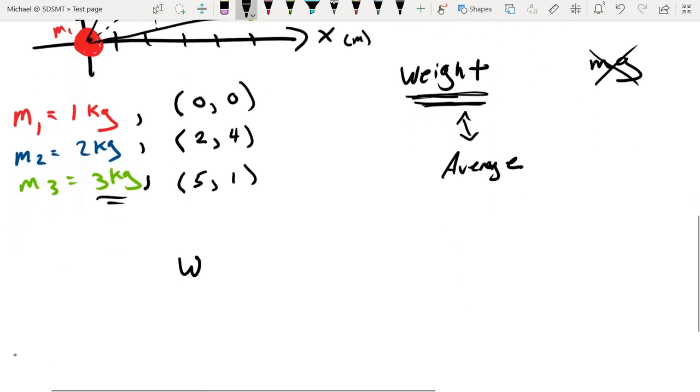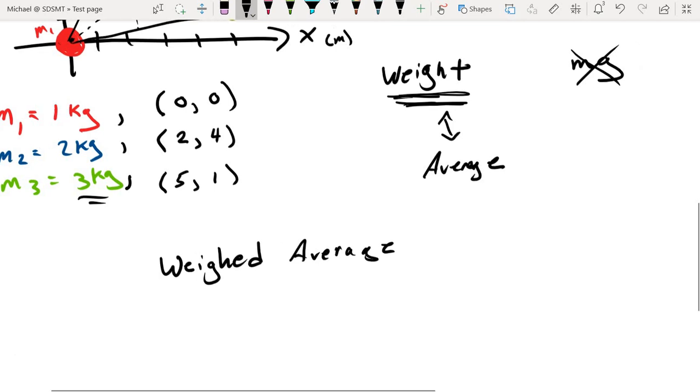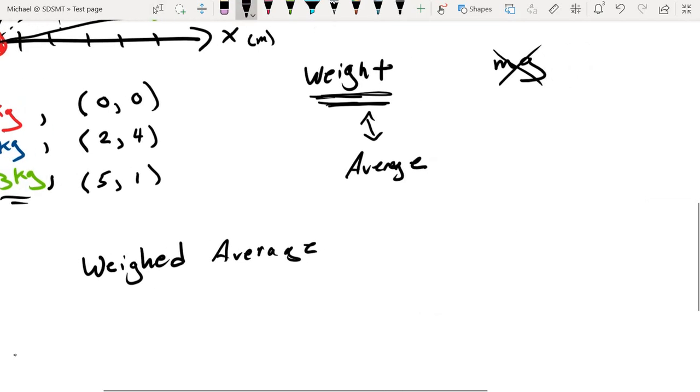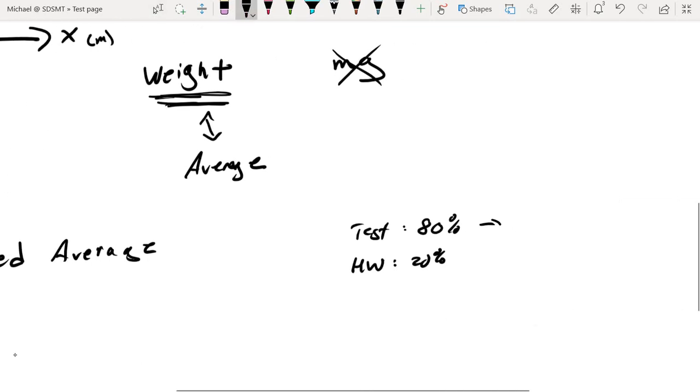And this may be something that you've run into in a previous class. We're going to do what's called a weighted average. So you may have had a class in the past where, say, your test scores were 80% of your total grade and your homework was 20% of your total grade, even though all semester maybe you only had a total of like 50 test questions and you had 1,000 homework questions.